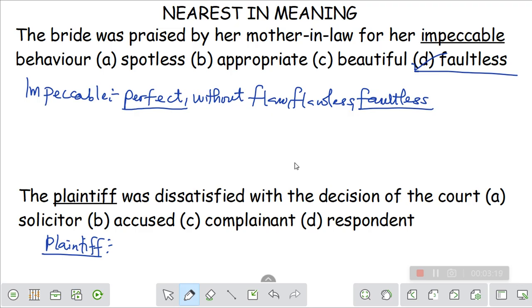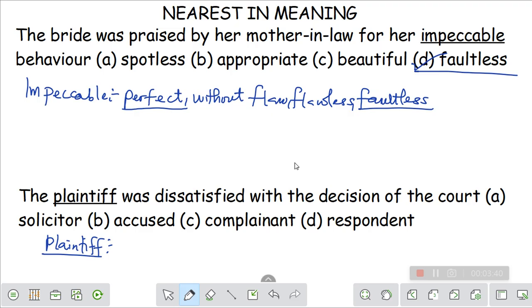The meaning of plaintiff is a party bringing a suit in a civil law against a defendant. So the person that you sue to court is a defendant, while the person that takes you to court is a plaintiff. I hope you understand. So that's what we mean by plaintiff. Plaintiff takes the defendant to the court.